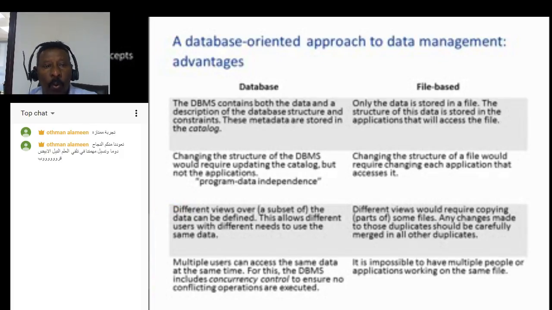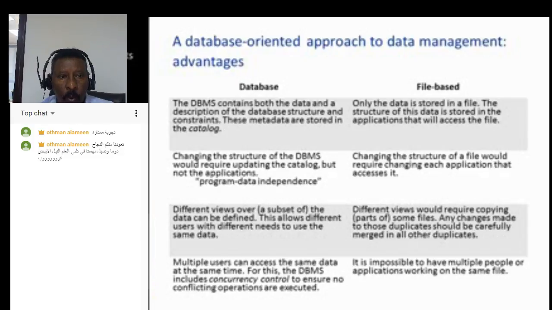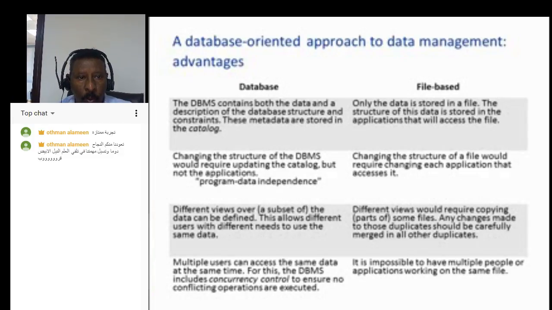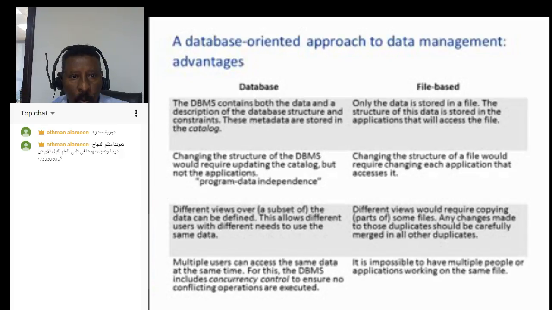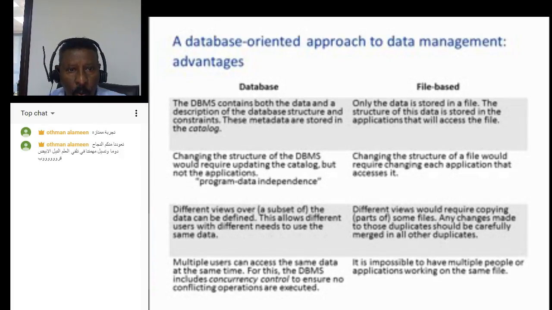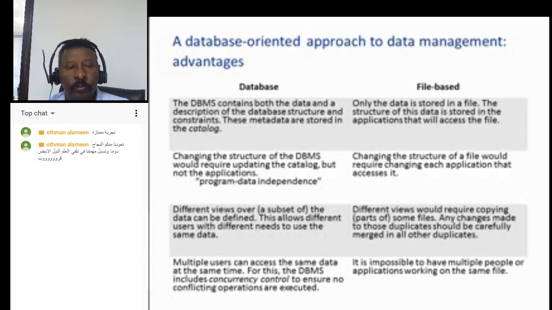Let's now contrast the database approach to data management with the file-based approach to data management. In the database approach, the DBMS is going to contain both the data and a description of the database structure and constraints. Database structure and constraints, what do we mean with that? With that, we mean metadata.